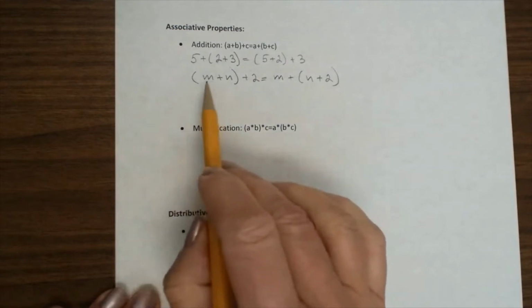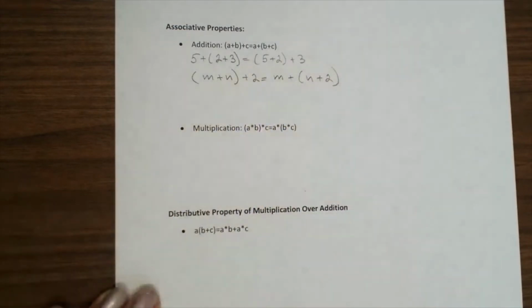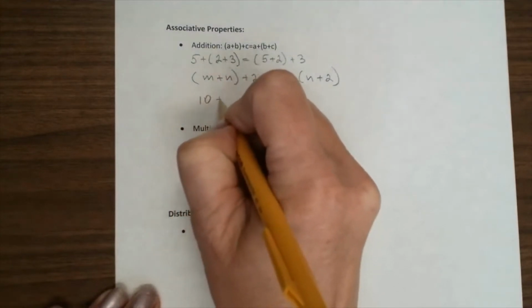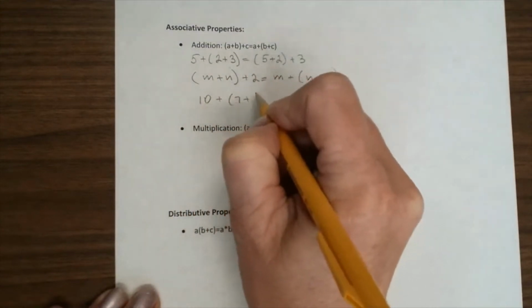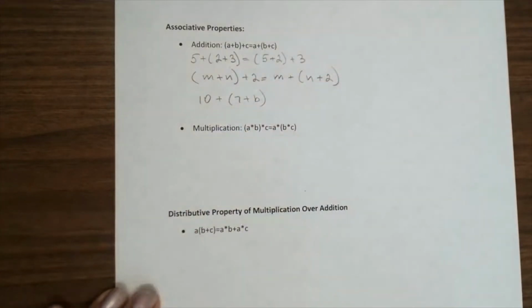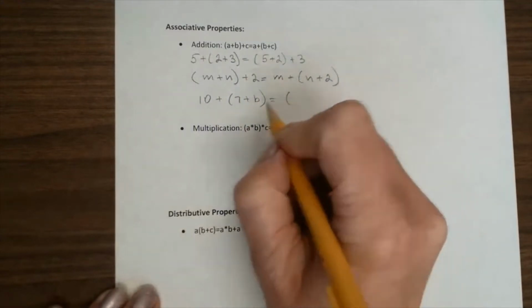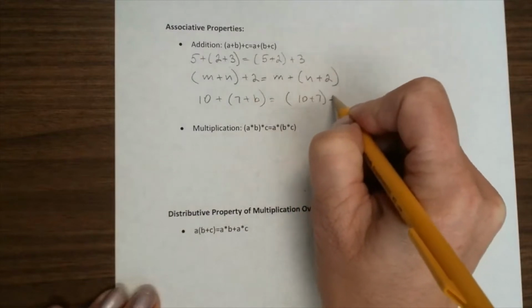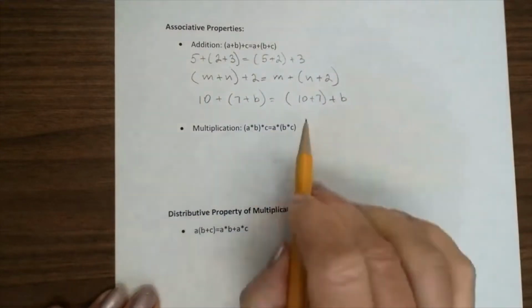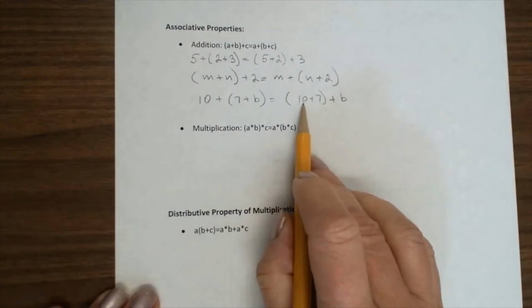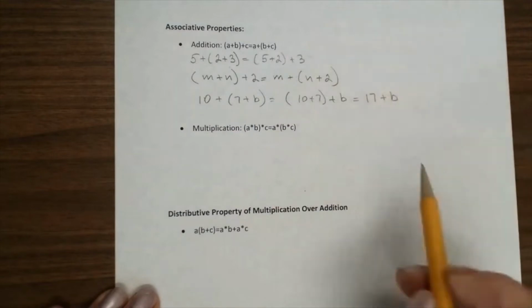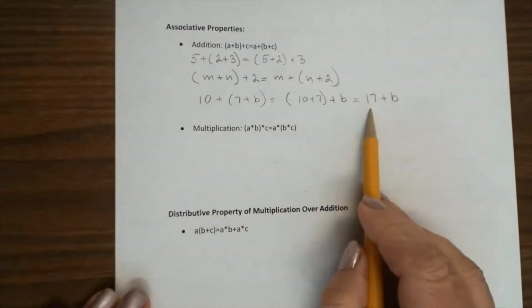There is nothing to simplify here. Or in your homework you will have something like this: 10 plus (7 plus b). And you have to use this property. So we will change the parentheses. It will be (10 plus 7) plus b. And we know that we can add 10 and 7. It will give us 17 plus b, and this will be your final answer.